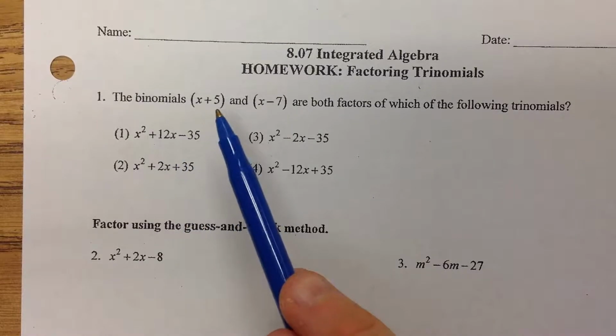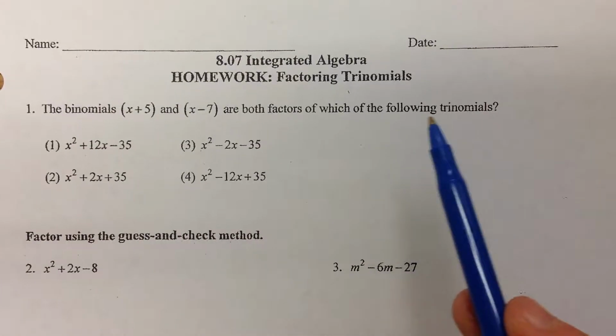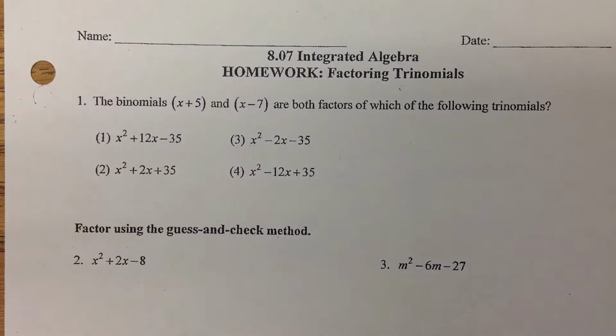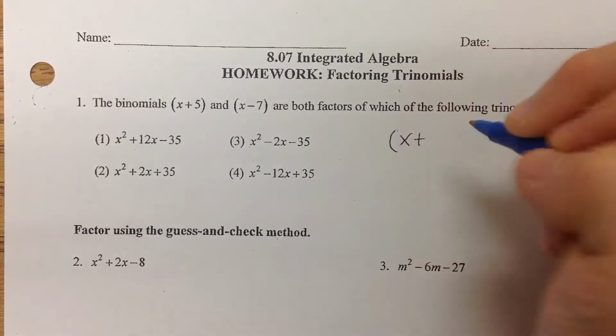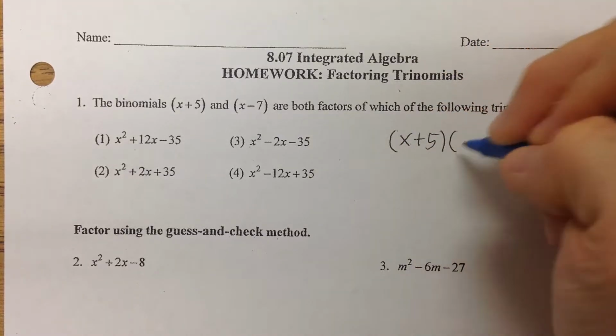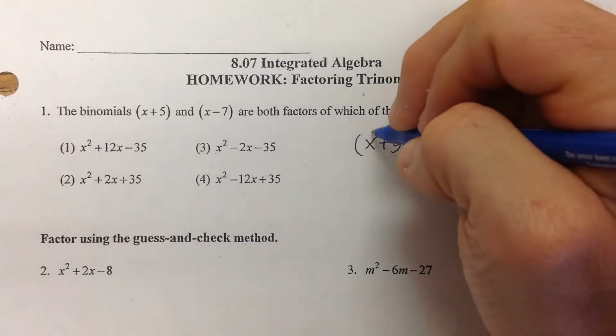The binomials x plus 5 and x minus 7 are both factors of which of the following trinomials? Alright, so what you have to remember is that factoring is just reverse distribution, so if we want to get it back to the trinomial, we can just take these two factors and do the double distribution.